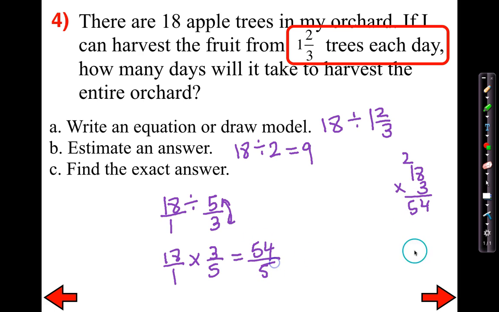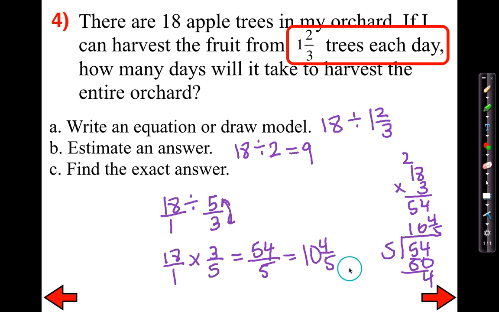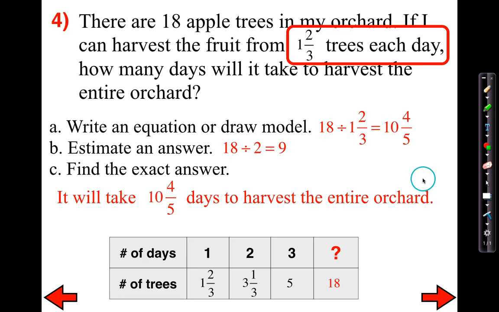If you have 54 fifths, what does that give you? Well, it's going to go in 10 times with the remainder of 4. So that's going to be 10 4/5. Now, let's answer the actual question. It says, how many days will it take to harvest the entire orchard? Well, I would say it would take 10 4/5 of a day. Now, someone can argue and say, really, Miss Saying, you're going to say 10 4/5 of a day? You might want to just round that up and say, well, it's going to take approximately 11 days, okay? But if they're looking for an exact answer, you would say 10 4/5 of a day. So just keep that in mind.